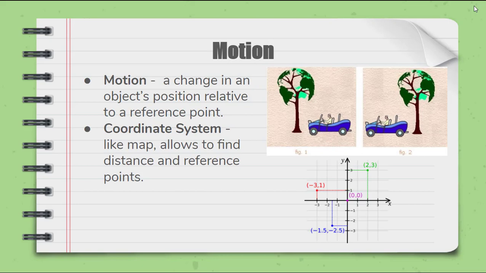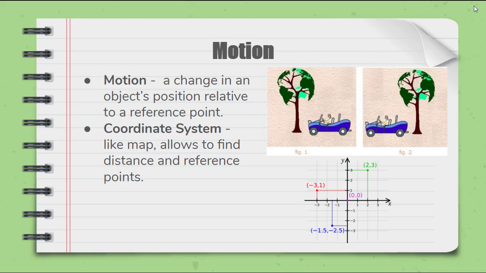Let's talk a little bit about motion. Motion is just a change in an object's position relative to a specific reference point. So in the picture on the right here, the car is what is in motion. If your reference point is the tree, the reference point stays stationary and the car moves. You could argue, though, that if the car is your reference point, the tree moves backwards. All of it just depends on what you refer to as your reference point.